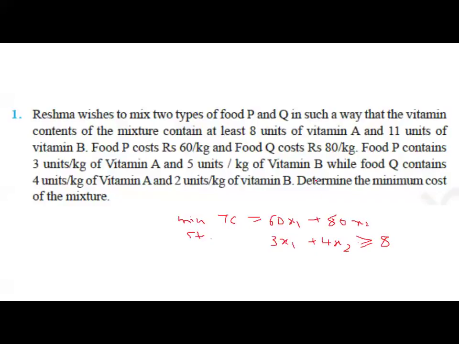Now, if we look at vitamin B, we have 5x1 as the amount of vitamin B that I get from food P, and 2x2 is the amount I'm getting from food Q. That has to be greater than or equal to 11. Of course, x1 and x2 should be non-negative.